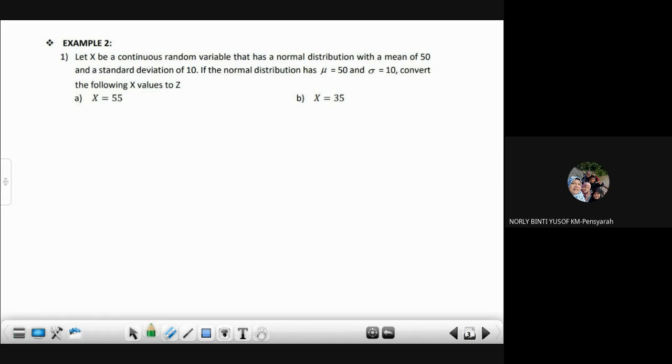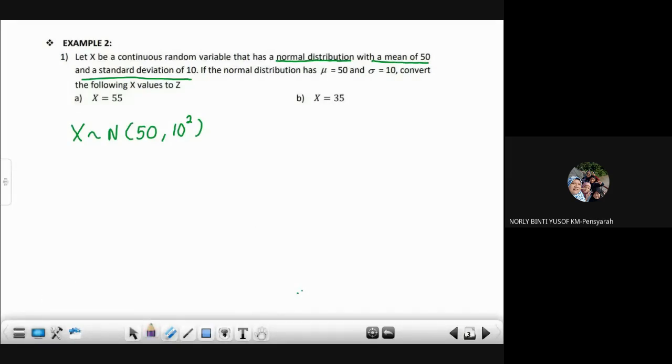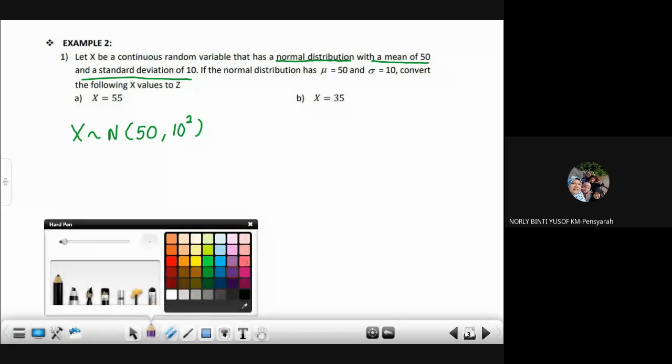So let X be the continuous random variable that has normal distribution. Dia dah bagi tahu normal with the mean of 50 and the standard deviation of 10. So you write the distribution based on the information in the question. X is normally distributed with mean 50 and variance 10 squared, because your distribution is mean and variance. Wajib tulis distribution ni, like what you did in your binomial and Poisson distribution.